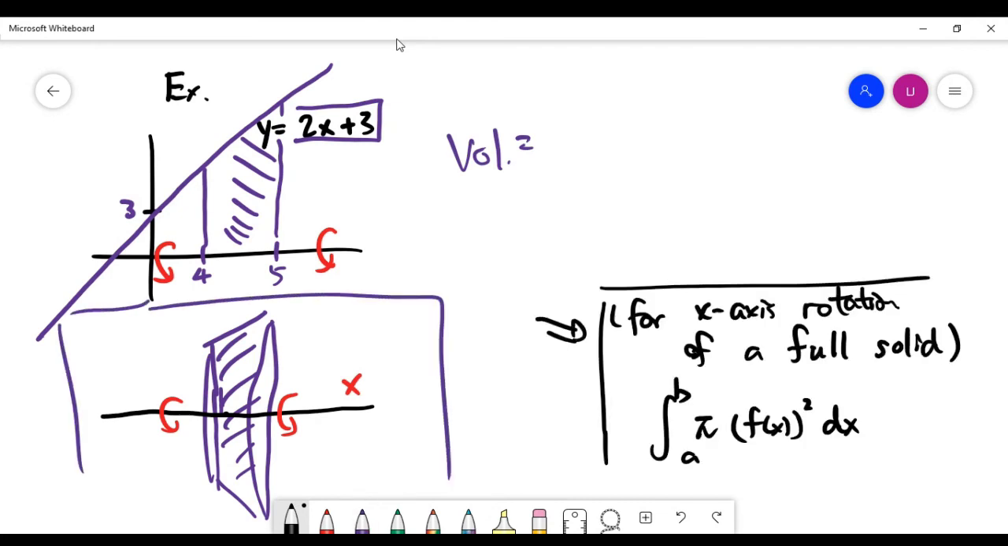So I put the formula from the last page in the black box here, and I hope that you can tell me the formula of this volume. The lower limit is A, and the upper limit is B for the integral. And if you look at this picture, it should be from 4 to 5.